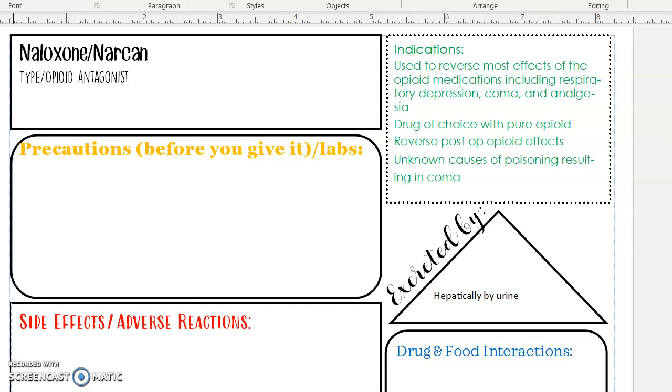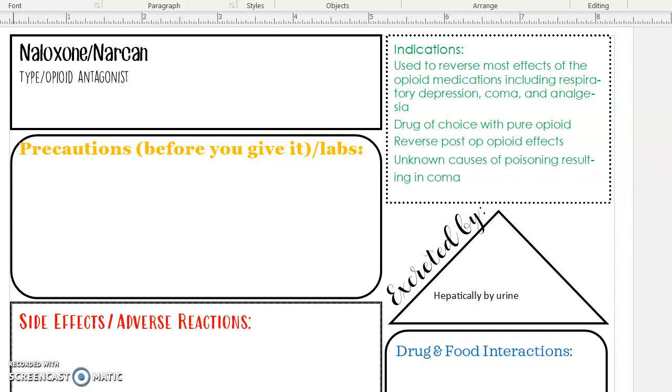Naloxone, also known as Narcan, is an opioid antagonist. So it goes in where the opioid receptors are, where the opioids attach to the receptors and cause the effects to be intensified. Naloxone comes in, attaches to the receptor, and blocks opioids from being there.